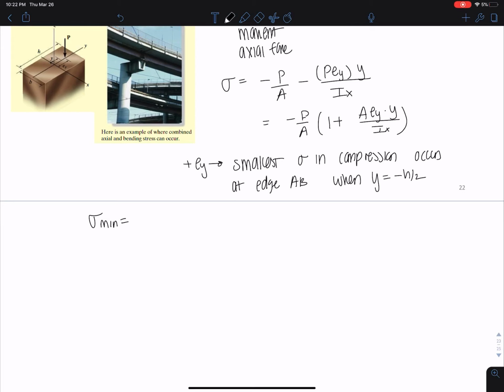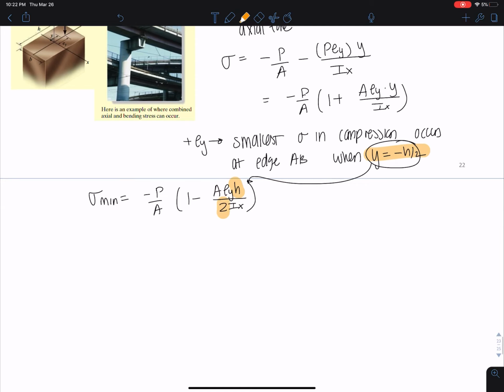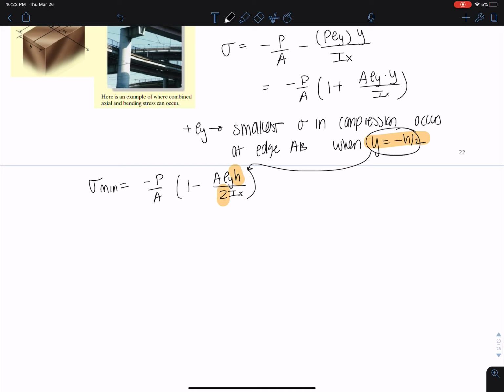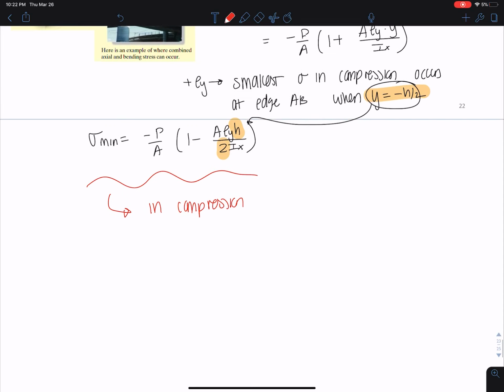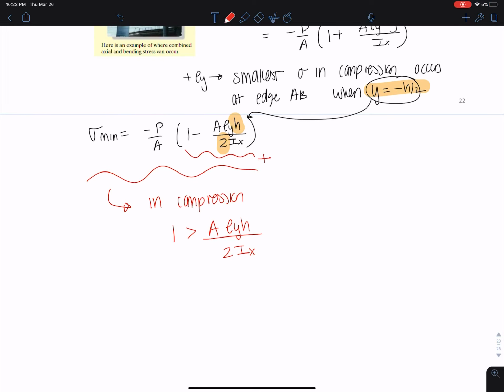So this is what we're trying to say. This minimum value is when Y is H over 2. So we're plugging this in here. It's H over 2. Okay. And this is in compression. So in compression, this will stay negative as long as 1 is greater than A EYH over 2IX, as long as this stays positive, because a negative times a positive is a negative. If that becomes negative, then we're going to cancel out and get tension.